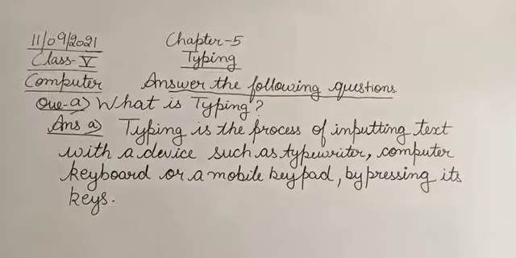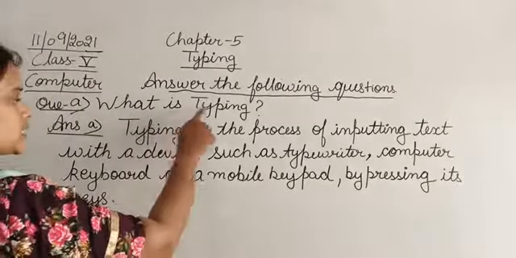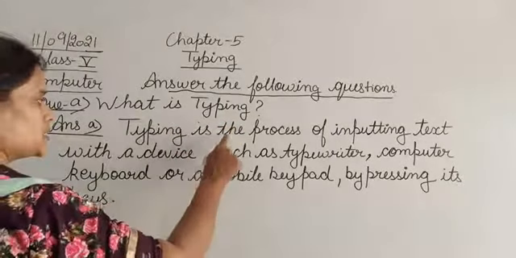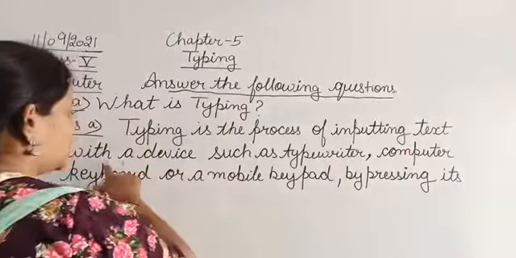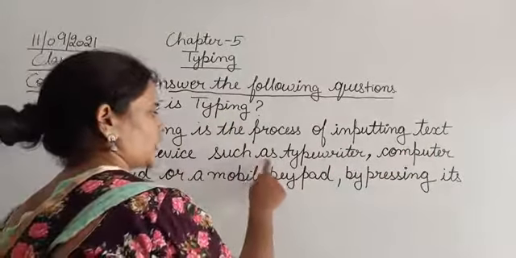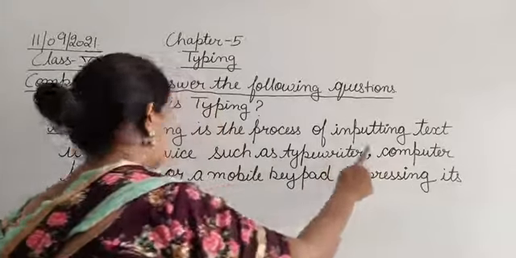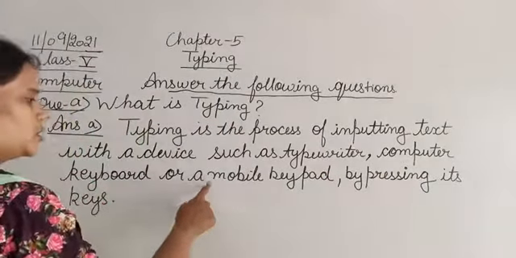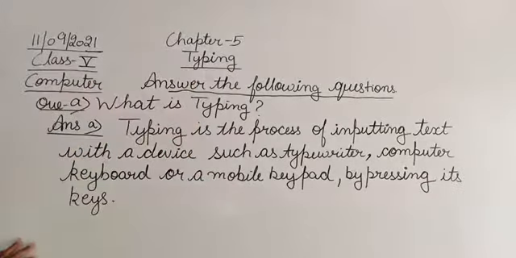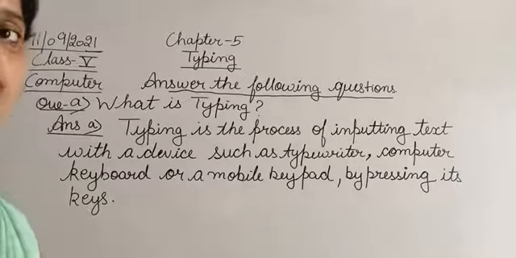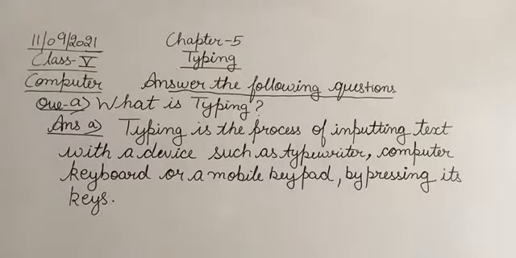So I'm just repeating the answer word by word. What is typing? Typing is the process of inputting text with a device such as typewriter, computer keyboard, or a mobile keypad by pressing its keys. That is known as typing. So we call it typing. Done? So this is the answer for question number 1. You can pause it here and note it down in your notebooks.